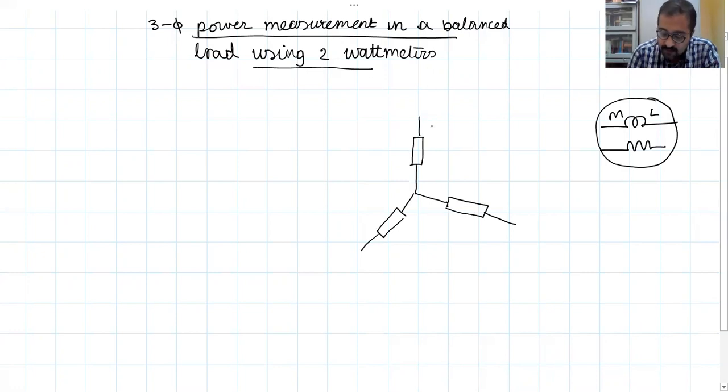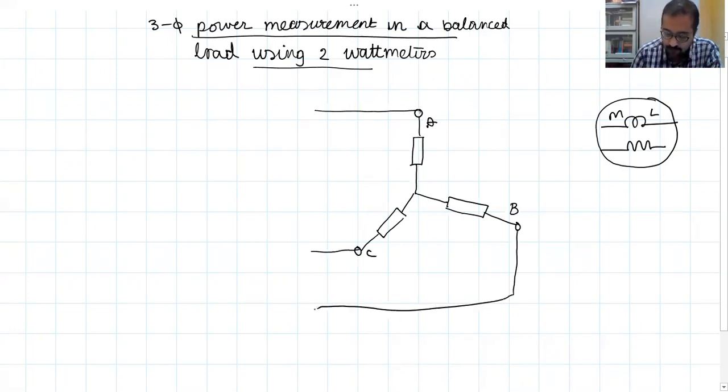Fine. So this is point A, point B, and this is point C. There are three lines here: line A, line B, and line C. I have to place two wattmeters. You can place the wattmeters in any two of the lines. Just for convenience, I will place my first wattmeter in line A.